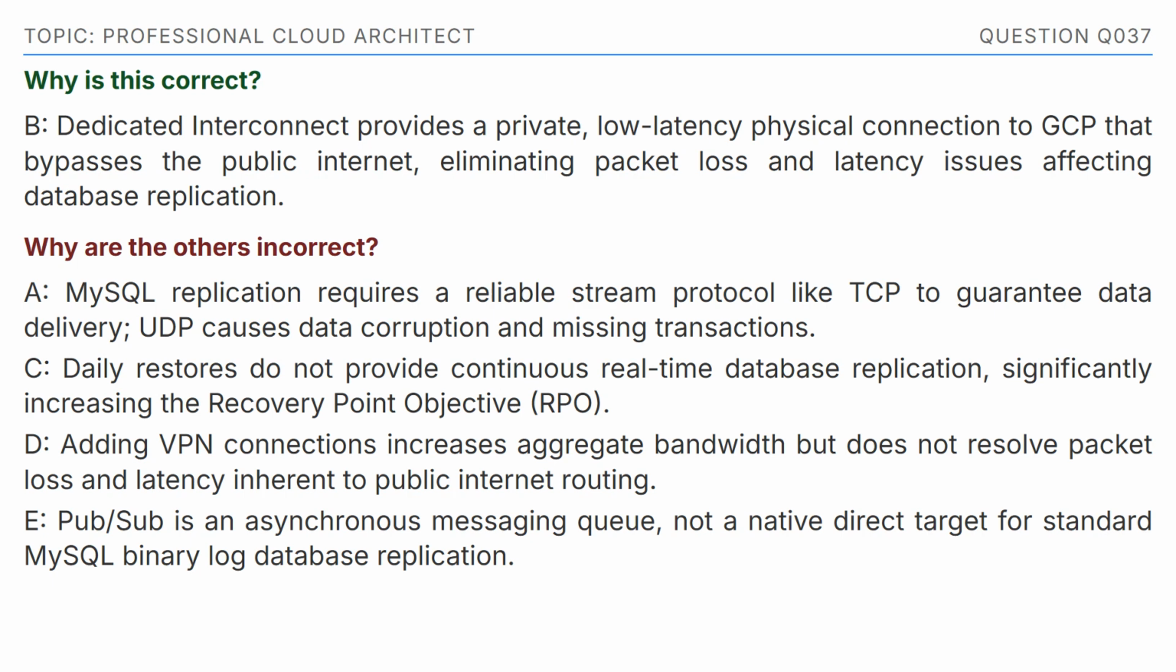A. MySQL replication requires a reliable stream protocol like TCP to guarantee data delivery. UDP causes data corruption and missing transactions. C. Daily restores do not provide continuous real-time database replication, significantly increasing the recovery point objective, RPO. D. Adding VPN connections increases aggregate bandwidth but does not resolve packet loss and latency inherent to public internet routing. E. Pub/Sub is an asynchronous messaging queue, not a native direct target for standard MySQL binary log database replication.